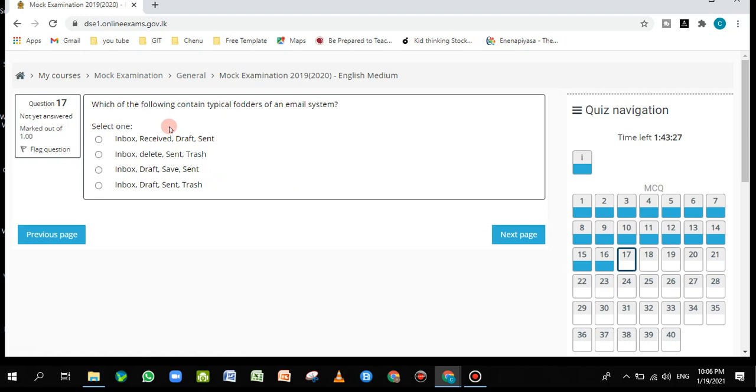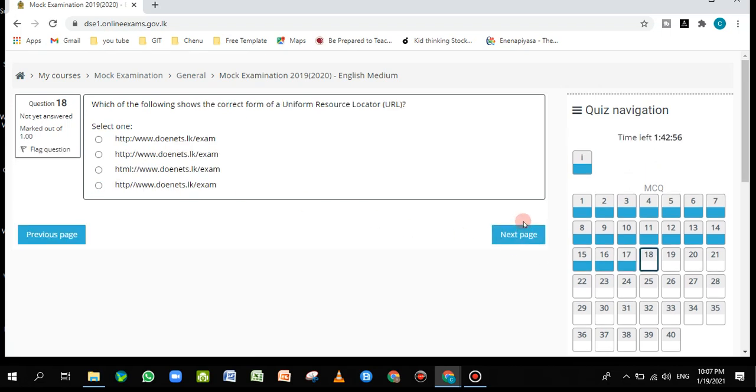It says which of the following contains typical folders of an email account. Now here inbox is there, receive is not there, received comes as inbox. Delete is not there, trash is there. Inbox, draft, save is not there. Draft means saving in the middle, right? Then inbox, draft, sent, and trash. This is the correct answer. Then I'm going to the next page.